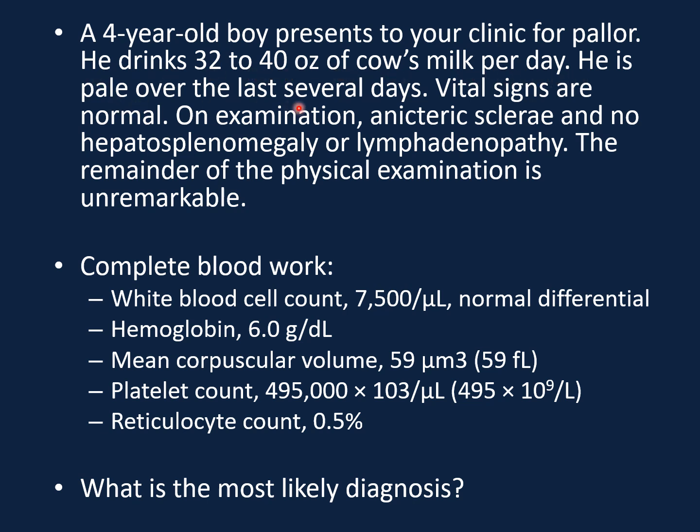He has been pale over the last several days. Vital signs are normal. On physical examination, the sclera is not yellow. No hepatosplenomegaly or lymphadenopathy. The remainder of the physical examination is normal. Complete blood work shows the white count is normal. Hemoglobin is low at 6, the mean corpuscular volume is very low at 59, the platelet count is slightly elevated, and the retic count is low for this low level of hemoglobin. What is the most likely diagnosis?